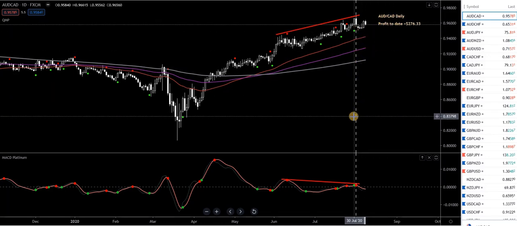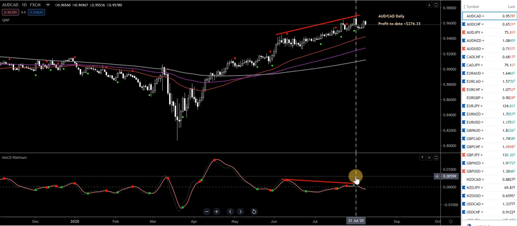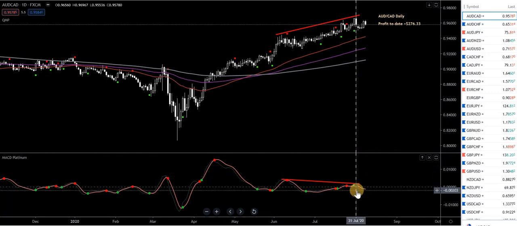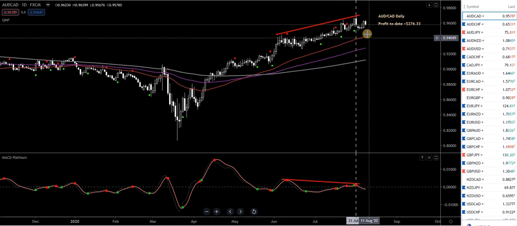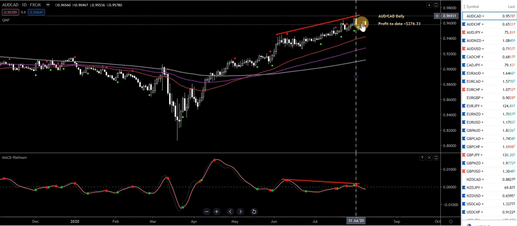A grey vertical line like that just means something was there. In this case, there's a red dot on the MACD Platinum above the zero level, so possibly looking for a sell, and there's regular bearish divergence. It's a high-risk trade. The trend's up, not taking it.